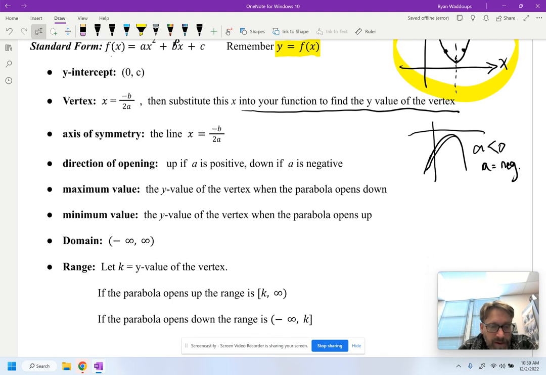Domain, negative infinity to positive infinity. And the range, it says let k equal the y value of the vertex. And if the parabola opens up, then it goes from k up to positive infinity. And if it opens down, it goes from negative infinity up to k. It does have a bracket on k because k is included in both of those instances.